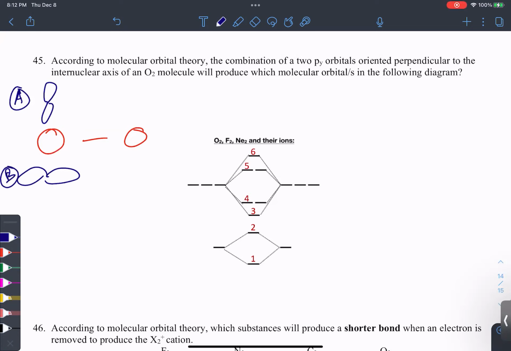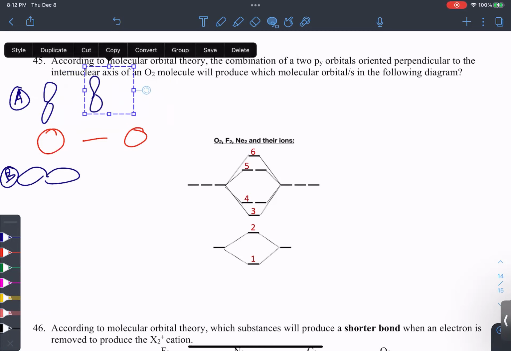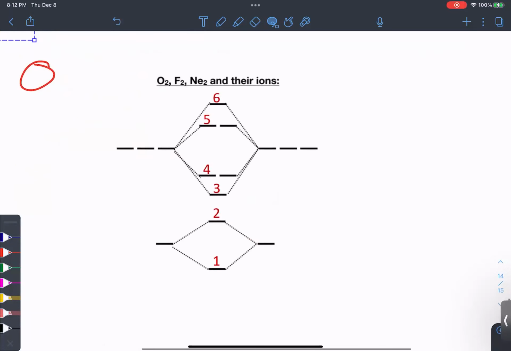So we have 2 of the same orientation there. That's perpendicular to the internuclear axis. So when I bring these 2 together, what kind of interaction is this? Pi, right. So can we eliminate a lot of these? What are we focusing on? 4 and 5. Those are our pi interactions.